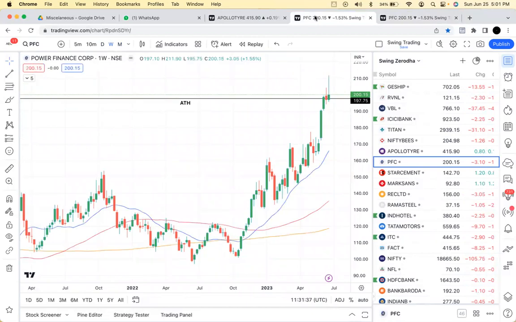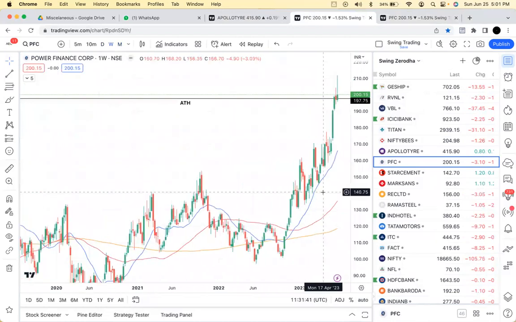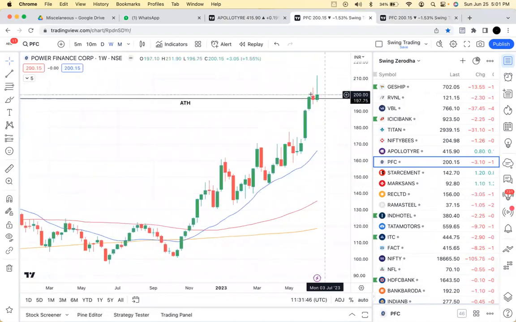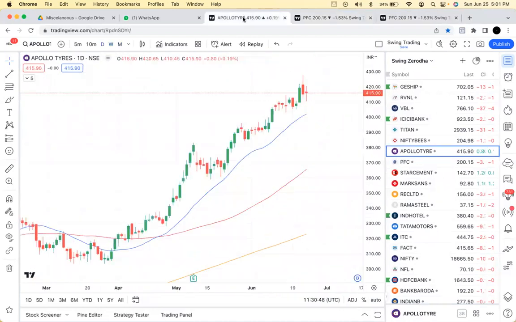All right, now on the weekly chart, here it is, still looking good. It was sideways for some time, but it's breaking through. And let's see what happens as this gets retested.